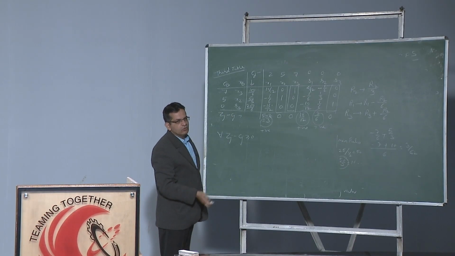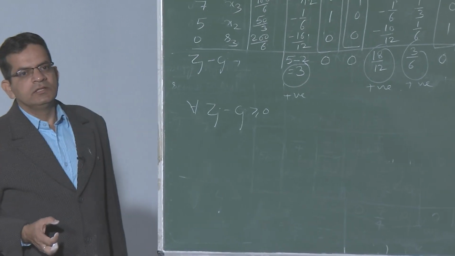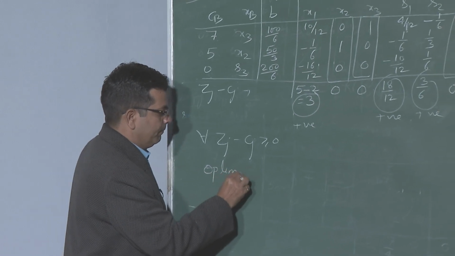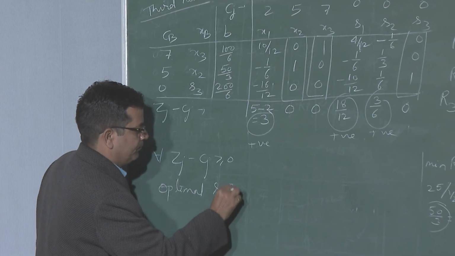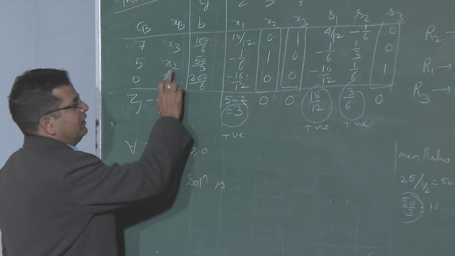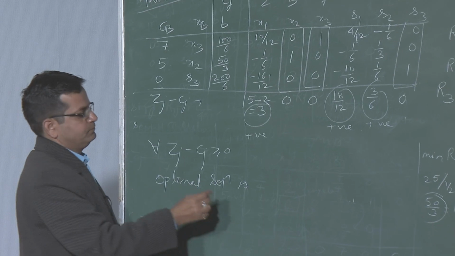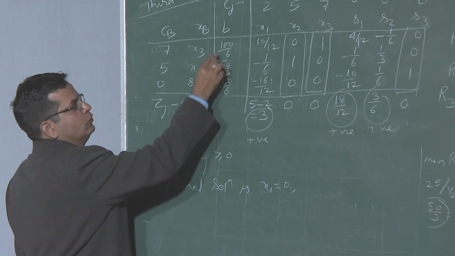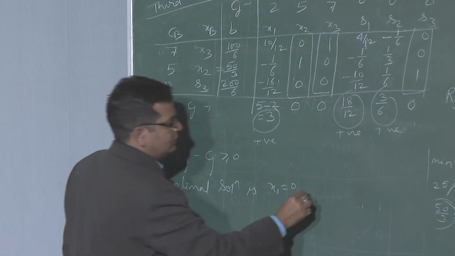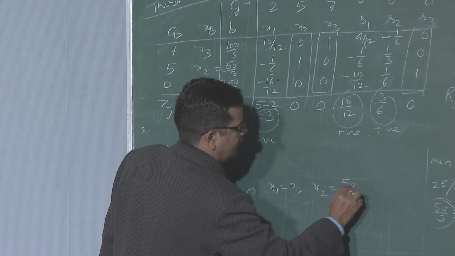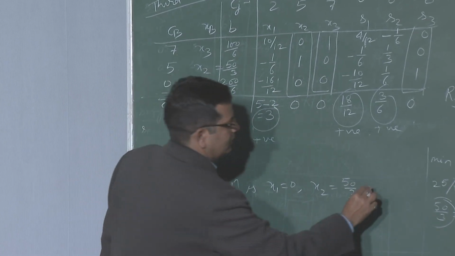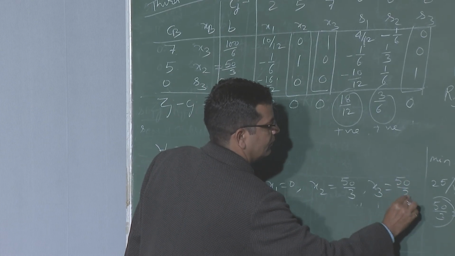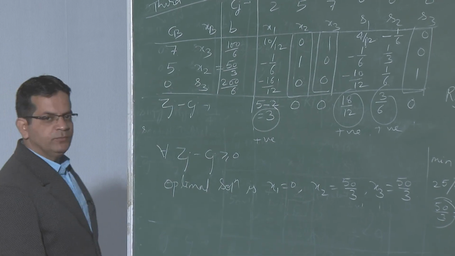So we have reached the optimal solution, and by this table we can see the optimal solution. So the optimal solution for this problem is x1 is not present in the basis, it means it is 0, x2 corresponding value we will see from B, x2 is 50 by 3 and x3 is 100 by 6, we can say 50 by 3.